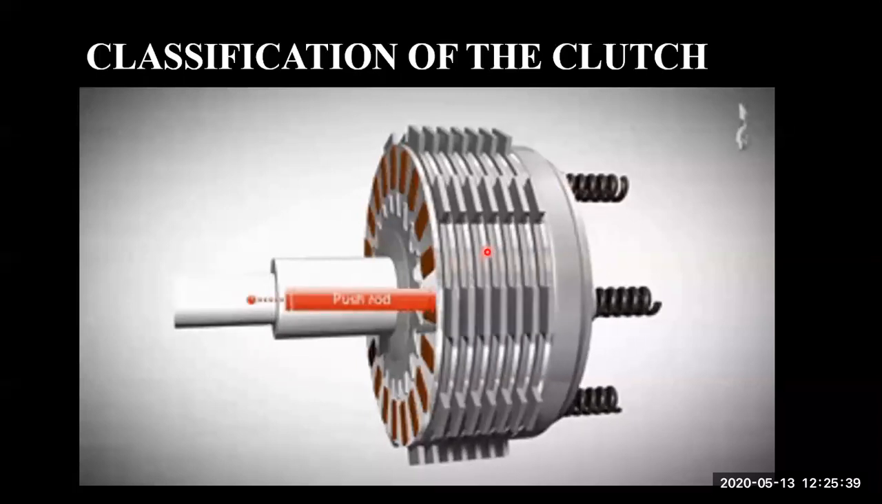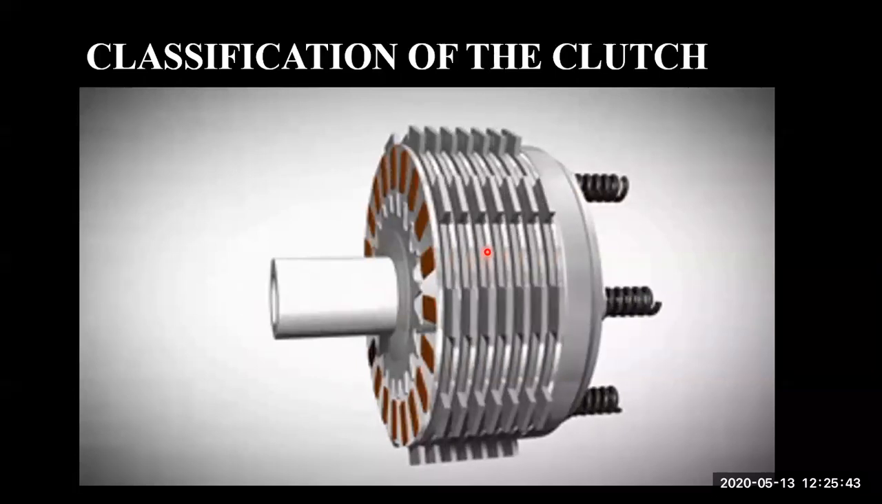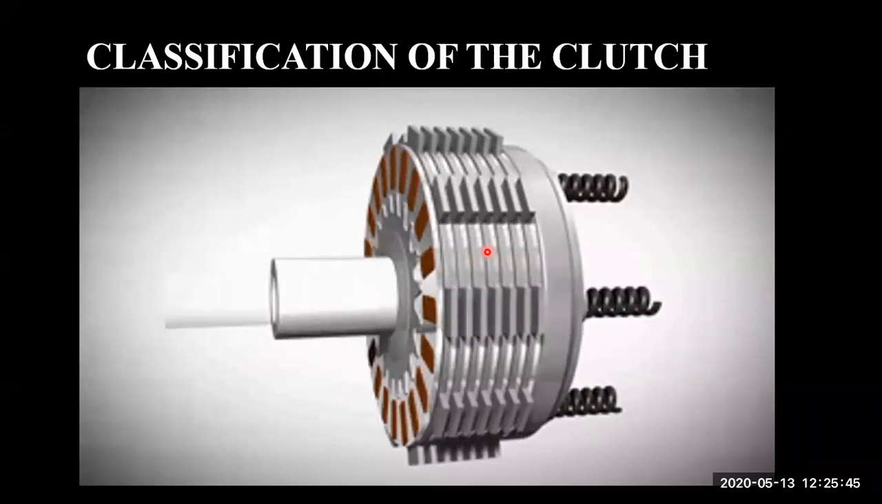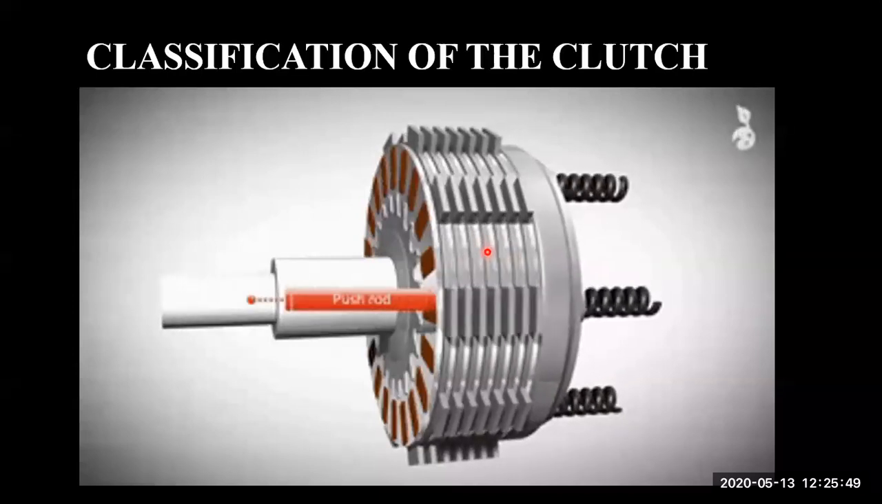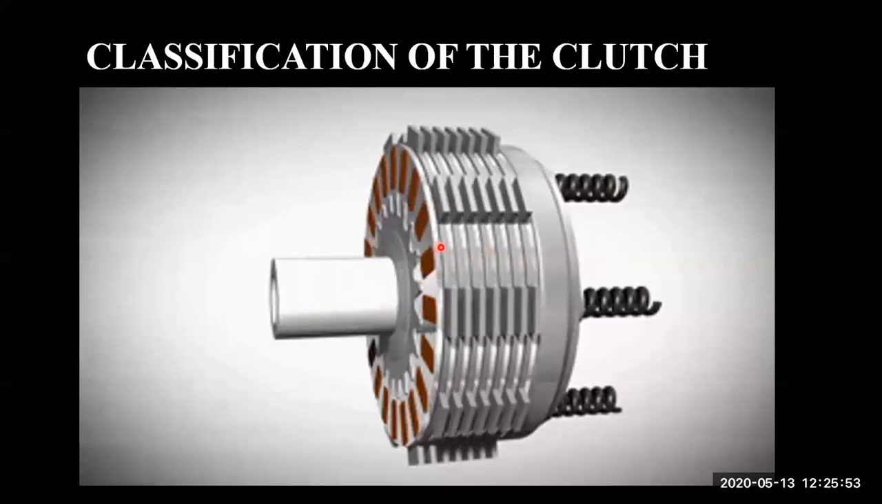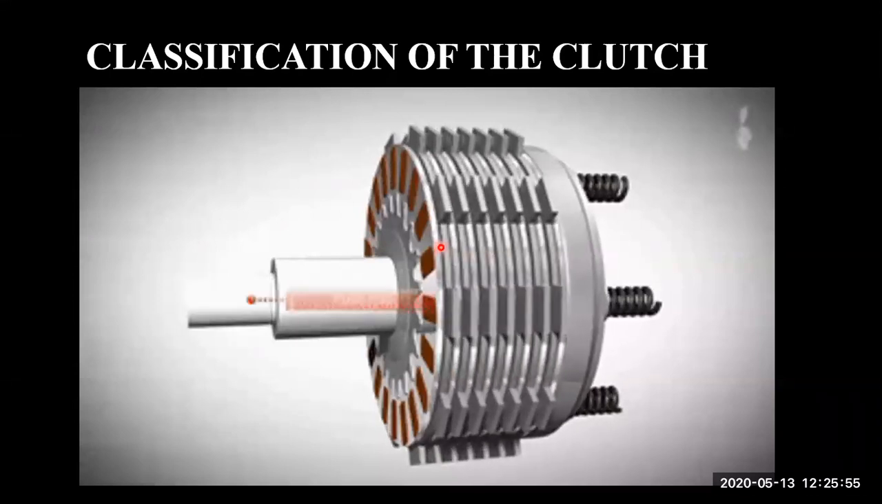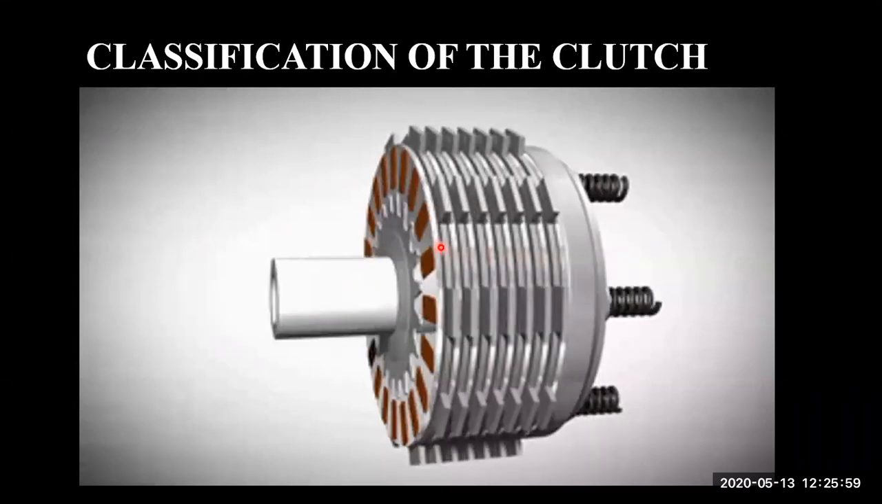coupled action. These are used for gradual engagement and for very high speed applications, race cars and those kinds of things, very high speed applications in automobiles basically. More number of plates means an increase in mass, but you have better control over speed and other things.